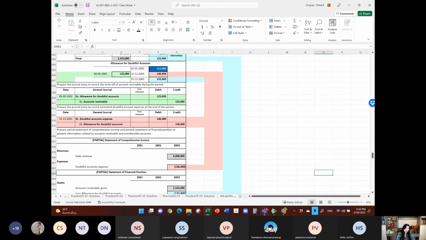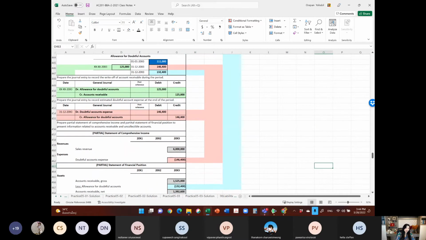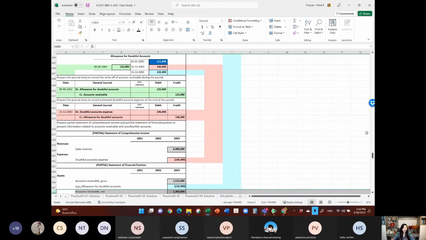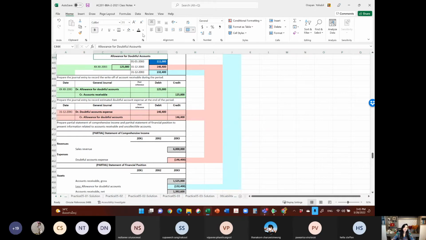So from the information that you have at hand, you can then do the calculation for the net realizable value. So over here, the net realizable value is 1,392,600. So what Kun Krong Kwan has stated in the chat is correct. Okay, very good. So now, do you have any questions on this aging of the accounts receivable? Okay, so we are done with the method number 2.